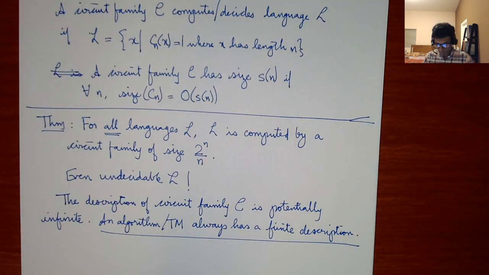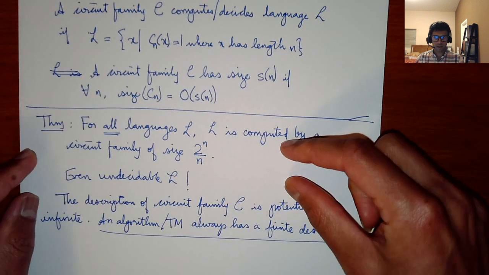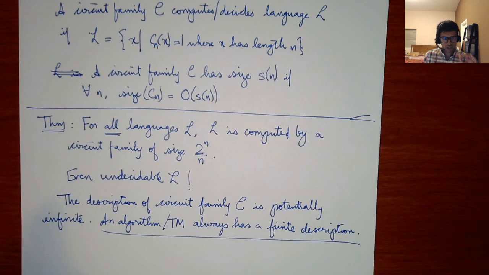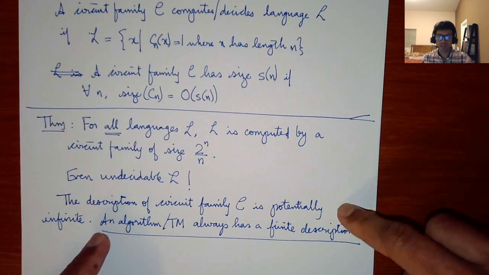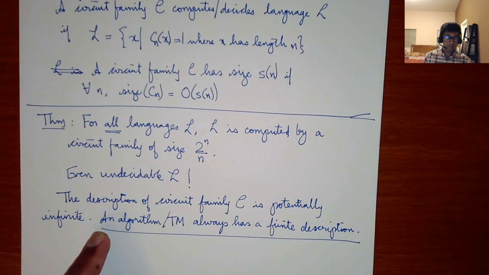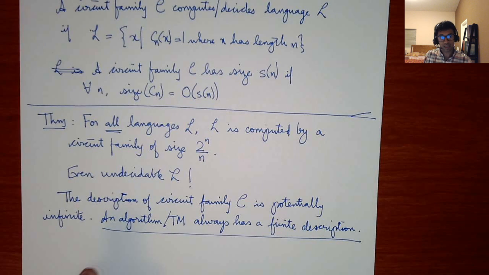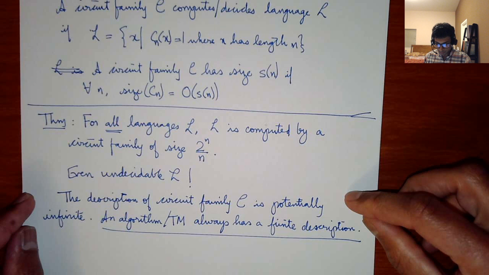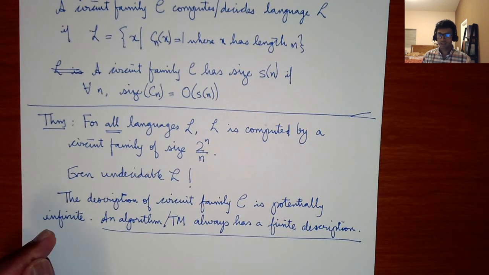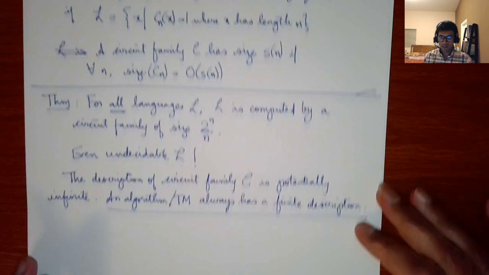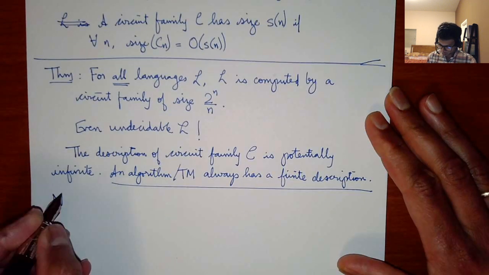But what is important is to really get this point, that the circuit viewpoint is fundamentally different from an algorithmic viewpoint because of this condition here. That doesn't mean that circuits are not worth studying, and actually they're fascinating mathematically, and we'll see interesting things about them. But the description of a circuit family is potentially infinite, and an algorithm or Turing machine has a finite description. The technical term used for this is what's called non-uniformity.